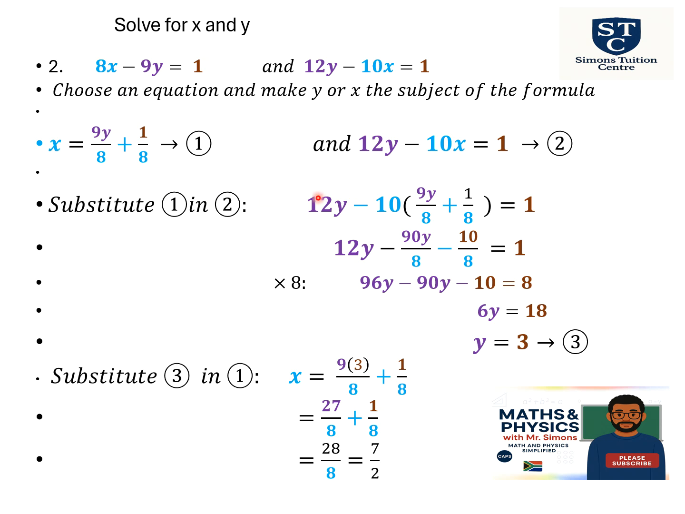So now wherever I see x in this equation, I'm going to substitute that part in to ensure I only have one variable. You see, same procedure. So substitute 1 in 2. So 12y minus 10, instead of x, I now have 9y over 8 plus 1 over 8 equal 1. Alright, so that stays 12y.